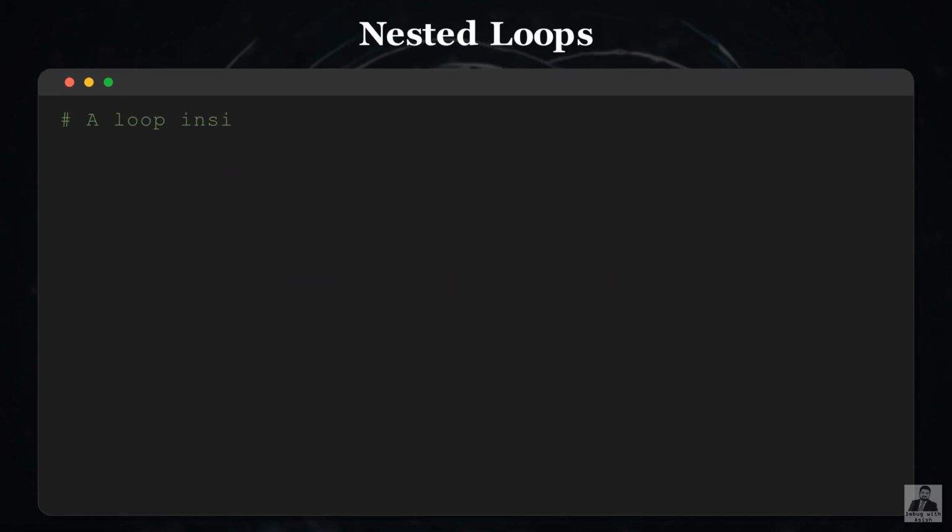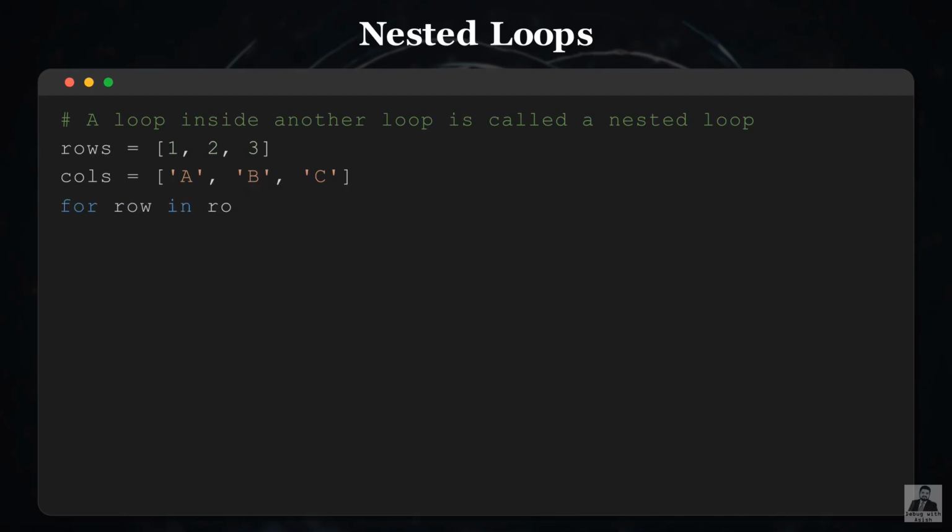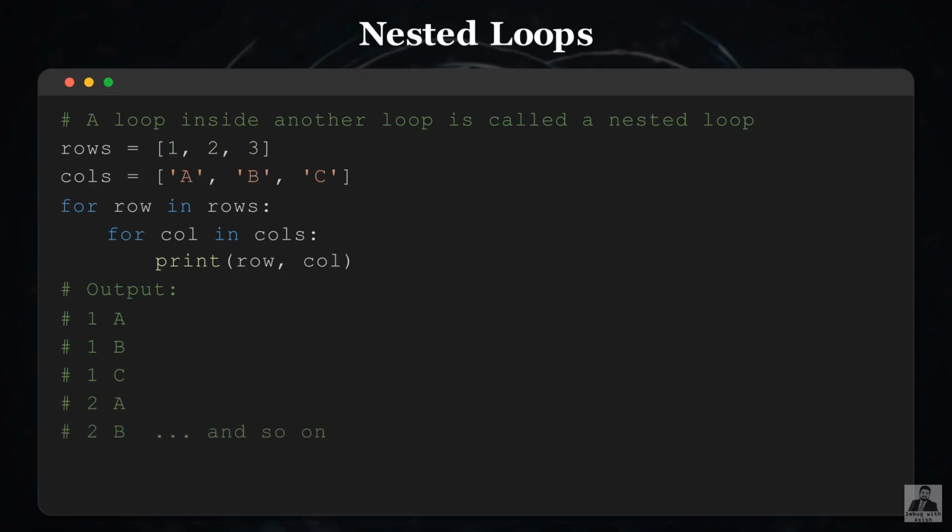A nested loop is a loop placed inside another loop. The inner loop runs completely for every single pass of the outer loop. Here, the outer loop goes through 1, 2, and 3. For each of those, the inner loop goes through A, B, and C. So, for row 1, we get 1A, 1B, 1C. Then, for row 2, we get 2A, 2B, 2C, and so on. Nested loops are commonly used in machine learning when working with matrices and grids of data.